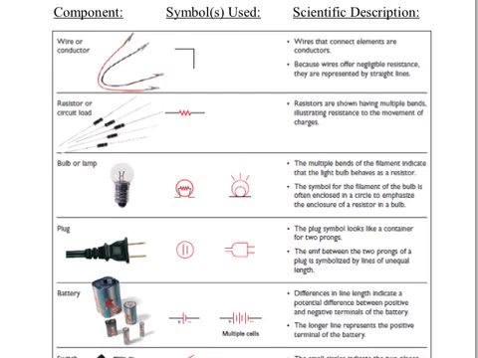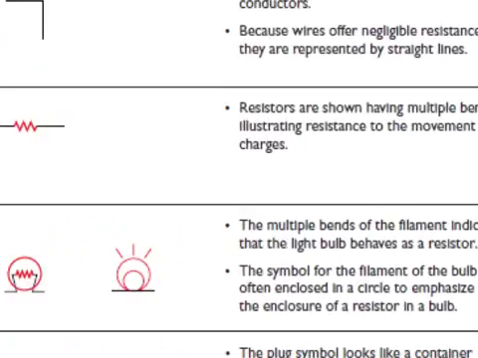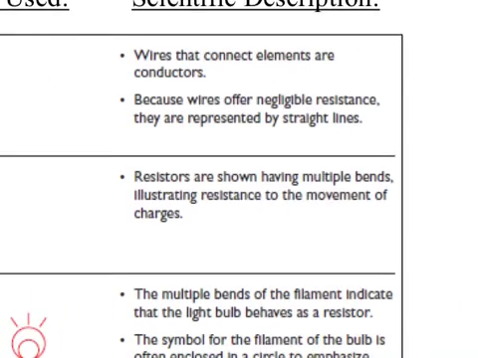Because wires often offer negligible resistance, they are represented by straight lines. All right, good. So wires, they are conductors. They're metal, right? What are wires usually made out of? Copper. Right? We talked about conductivity that day. It's copper that they're usually made out of. It's cheap and it's highly conductive, meaning it can pass on those charges very easily. So wires are a conductor.